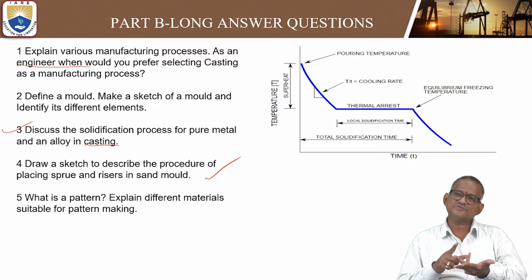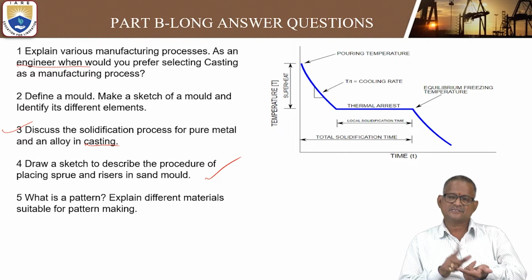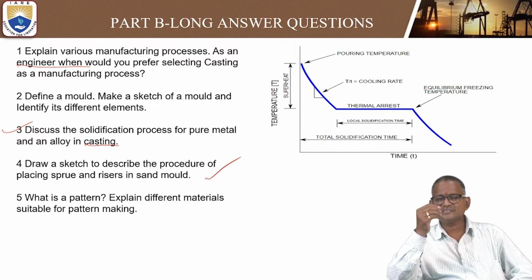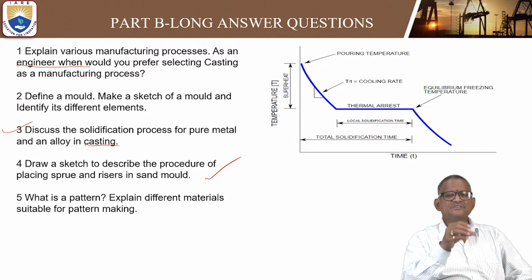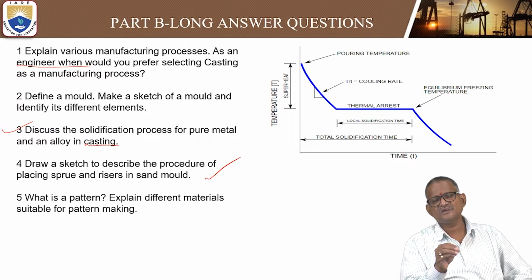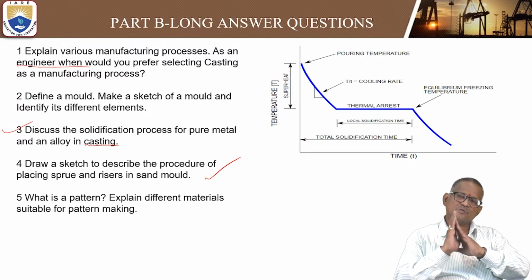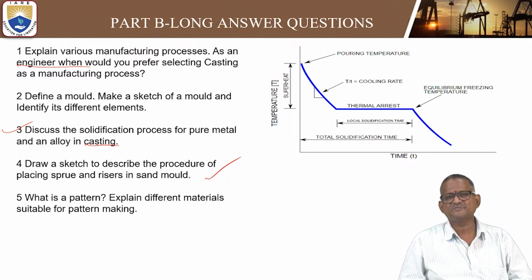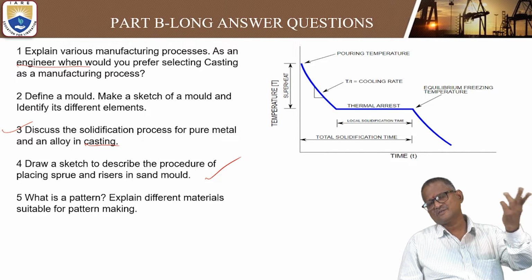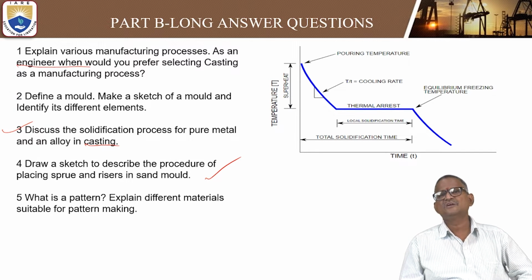First and foremost, wooden material, metal material, ceramic, plastic. So you are supposed to discuss material one by one, and why you have to select the wooden pattern, why you have to select the metal pattern. For mass production, obviously you can use the metal pattern. For some limited components, you can use the wooden pattern. Some advantages, some disadvantages will also be there.